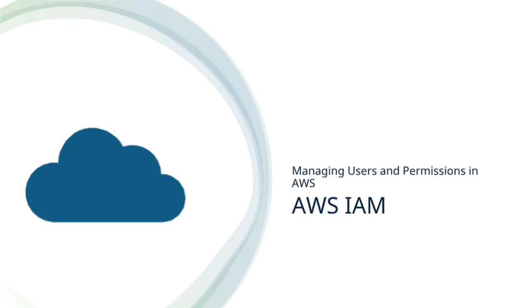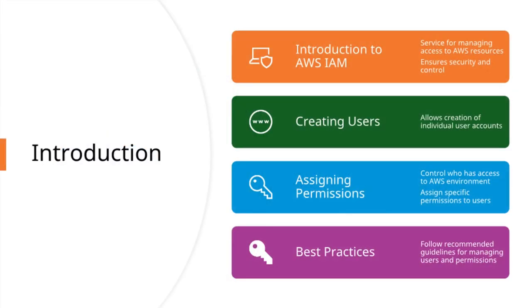One of the most important aspects in any system is managing users and their permissions. In this video, we are going to look at AWS Identity and Access Management and how to manage users and permissions. Let's go ahead and look at the details. AWS IAM is a service for managing access to AWS resources. It allows you to create users, assign permissions, and control access to your AWS environment. Following best practices ensures security and control.